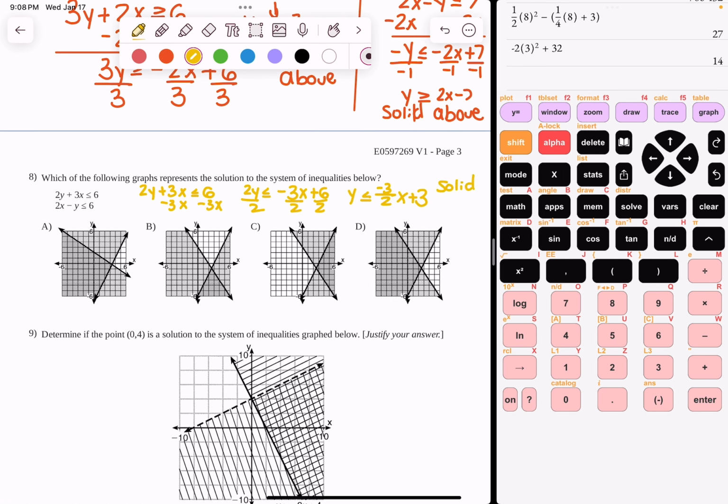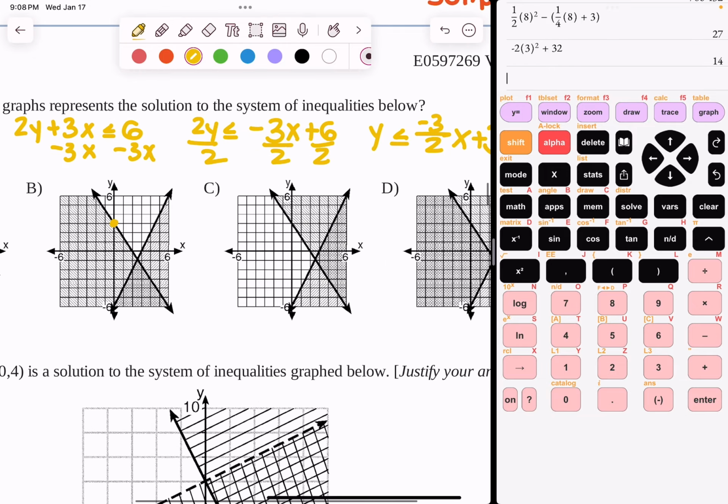And it's less than, so we would shade below. All right, starting at 3. Oh, this one doesn't start at 3, so it can't be A. Let's see B. B does start at 3.